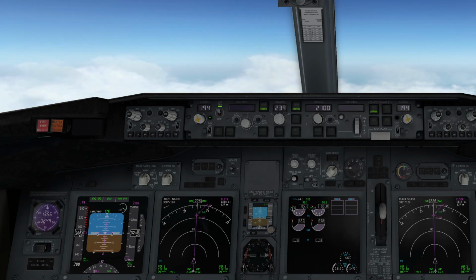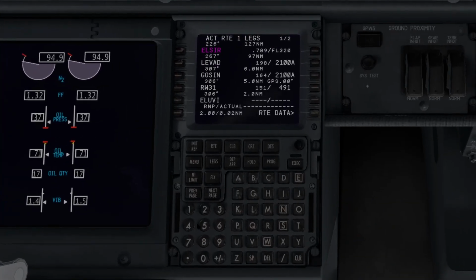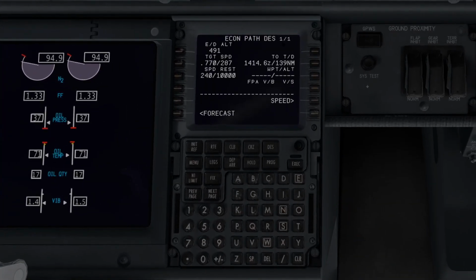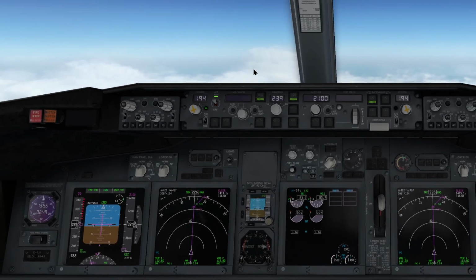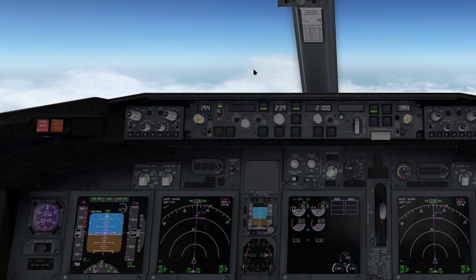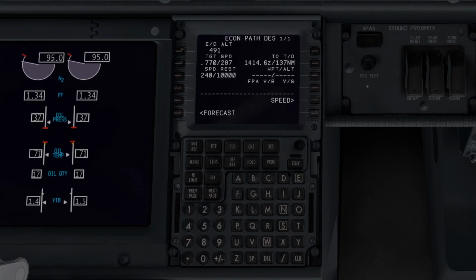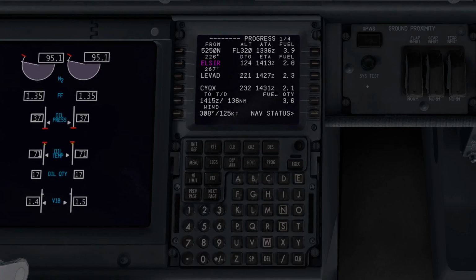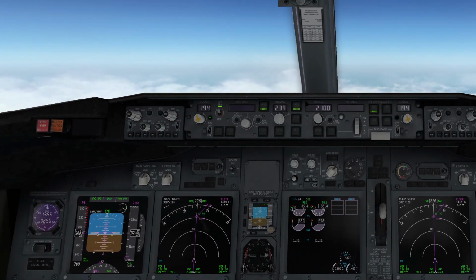So the top of descent, we can check that, is 140 miles away at 1414 Zulu. So 15 minutes from now is the start of descent. As far as the fuel is concerned, we will be landing with 2.1 tons. So the calculation was not that bad. A little more than what we planned. We planned for 3 tons remaining, and we will have 2.1.